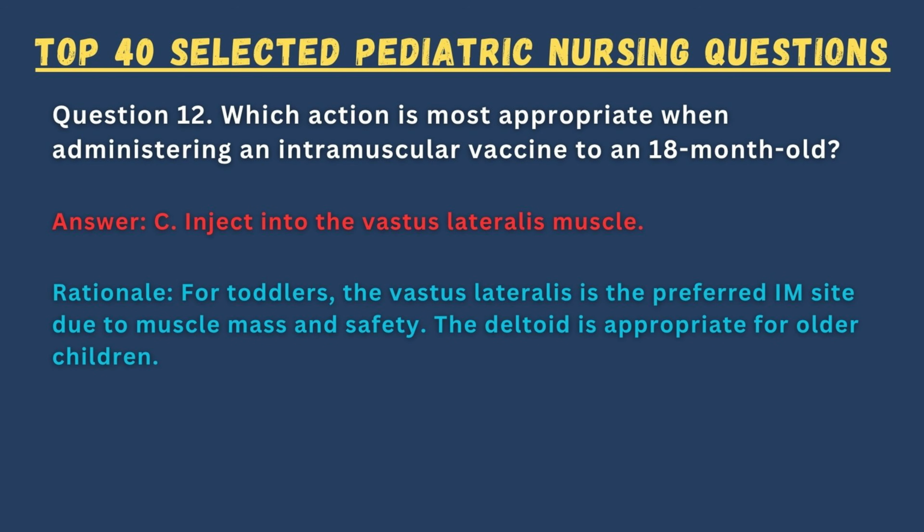Answer: C. Inject into the vastus lateralis muscle. Rationale: for toddlers, the vastus lateralis is the preferred IM site due to muscle mass and safety. The deltoid is appropriate for older children.